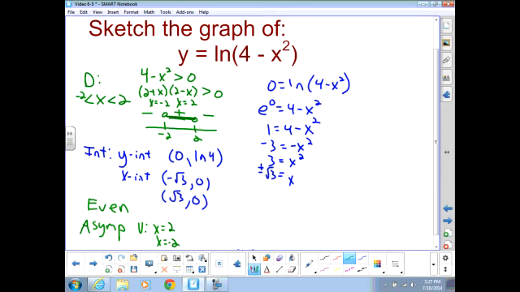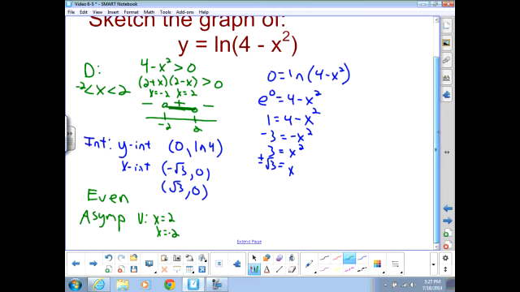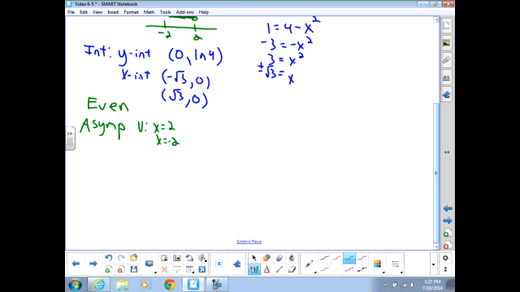And now we have to take the derivative. Well, remember, a natural log's derivative is the derivative of the inside over the inside. Oops, we have y, not f of x. So just so we can see it down here, we had natural log of 4 minus x squared. The derivative of the inside would be negative 2x over the inside of 4 minus x squared.